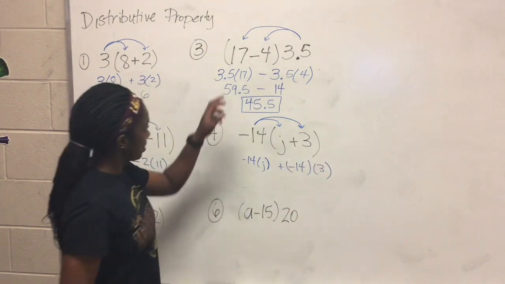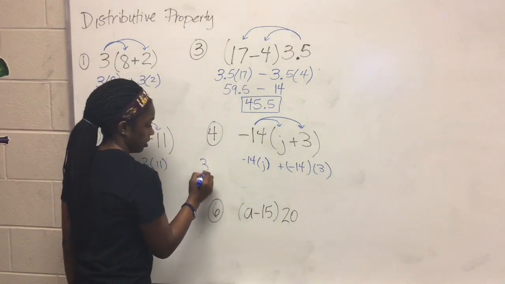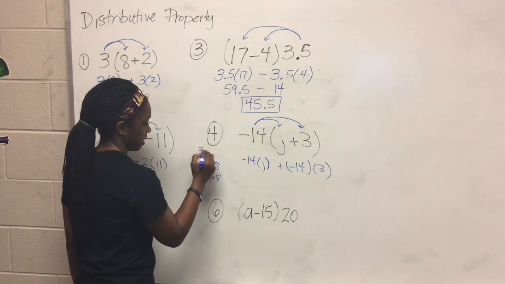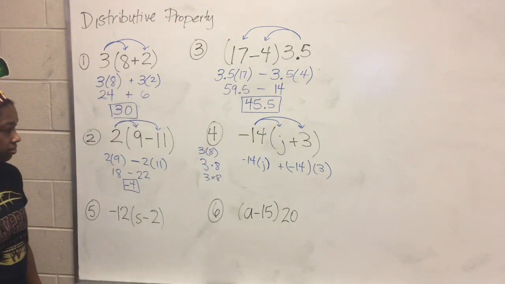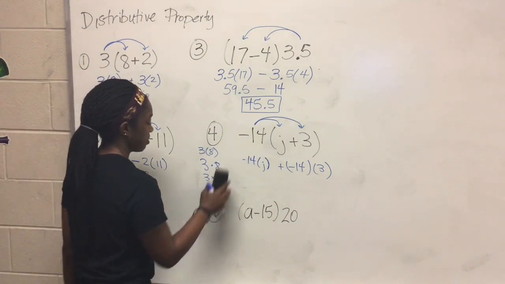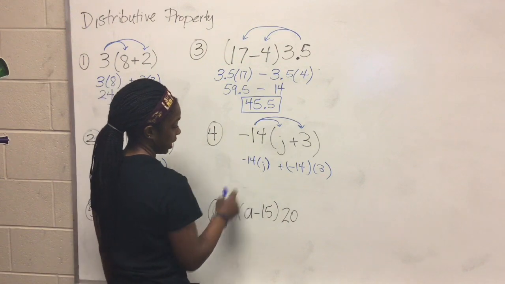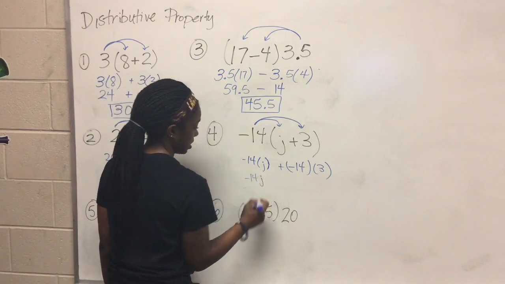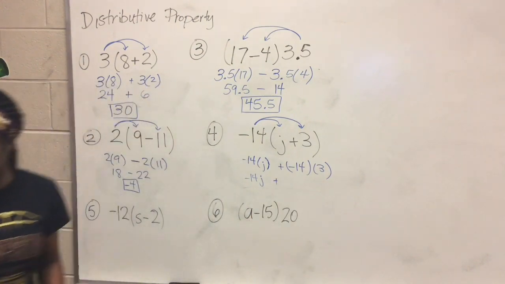Oh, and all these parentheses mean we're just multiplying. So you can write it as 3 times 8, 3(8), or (3)(8). All of these mean the exact same thing. Okay? So if we simplify what we've written, we have negative 14j. Negative 14 times j is negative 14j, plus, we got negative 14 times 3.